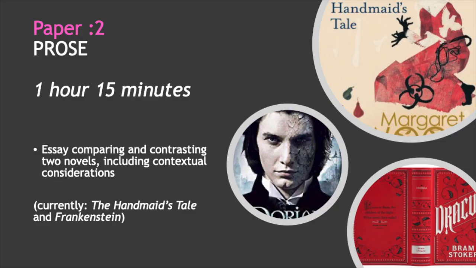Paper 2, the prose paper, is actually a very challenging paper, even though it only presents one question on a comparative task, comparing the 2 novels. The use of context in this paper is really, really sophisticated, and I would say this is probably just as challenging as answering on Shakespeare in the drama paper. So currently, like I said before, we're doing The Handmaid's Tale and Frankenstein.